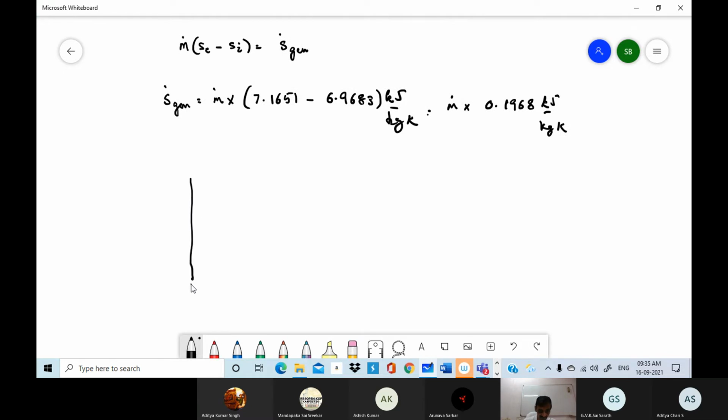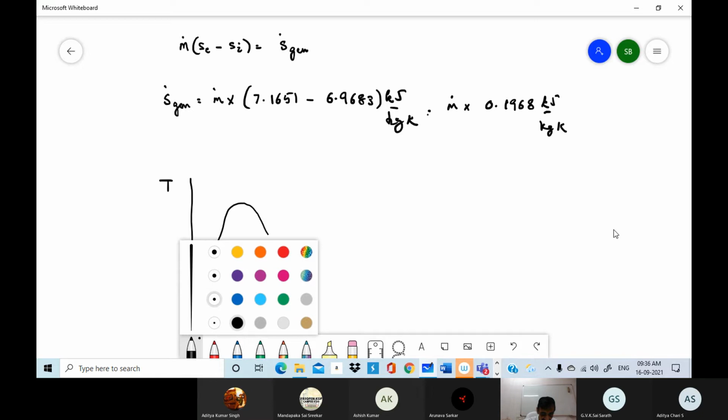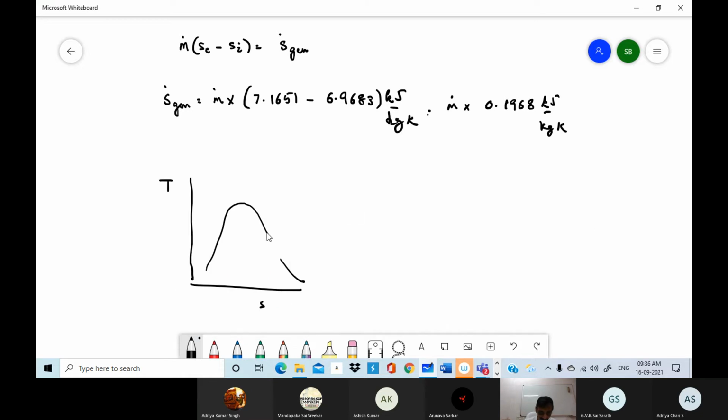So if I plot on a TS diagram, I had steam in the superheated region, expanded isentropically, it would give me a quality of 0.96. So it would give me a quality something like this.